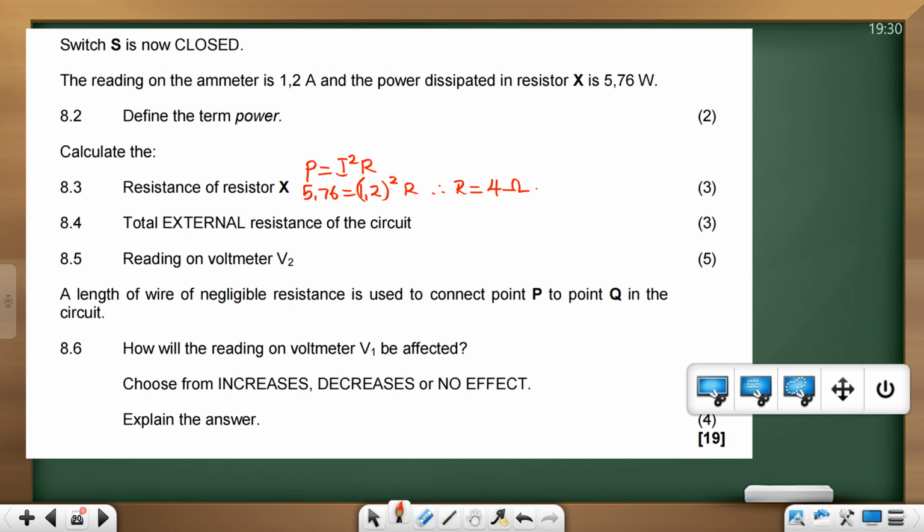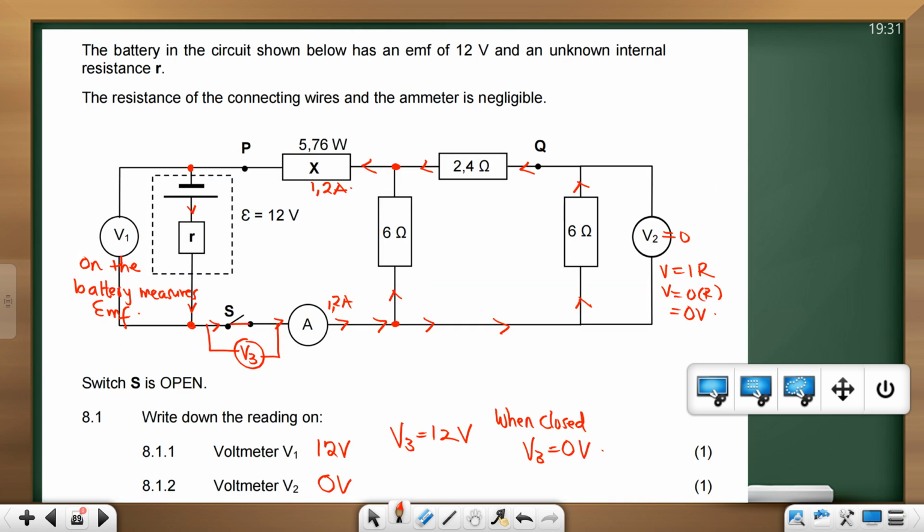Make sense? Guys, when it comes to circuit, read your circuit through, write what you know on each of the resistors. Use your acronym, series are potential what? Dividers. Total external resistance of the circuit. Let's see. Total external. How many marks? 3 marks. Sweet. How many resistors? 4.